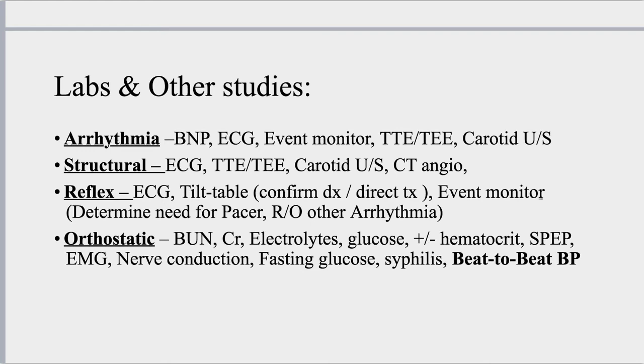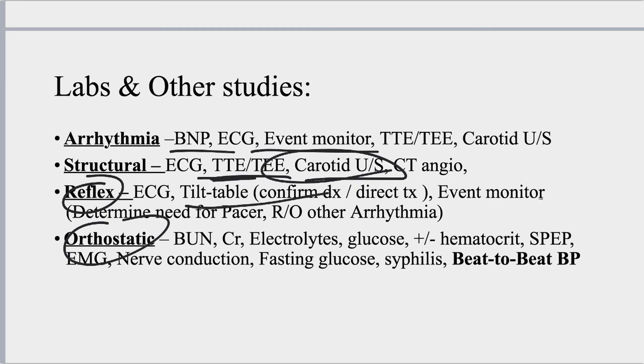And then last of all, you can get clues from your other labs and studies. For example, you may want to get a BNP. You may want to get a cardiac event monitor. A transthoracic echo is often the most commonly used test in the initial workup for structural causes. Carotid ultrasound, although it's done regularly, is recommended against. Usually reflex and orthostatic are identified from the history and physical alone, and you don't need any further testing. But when it's unclear, tilt table testing is really good.